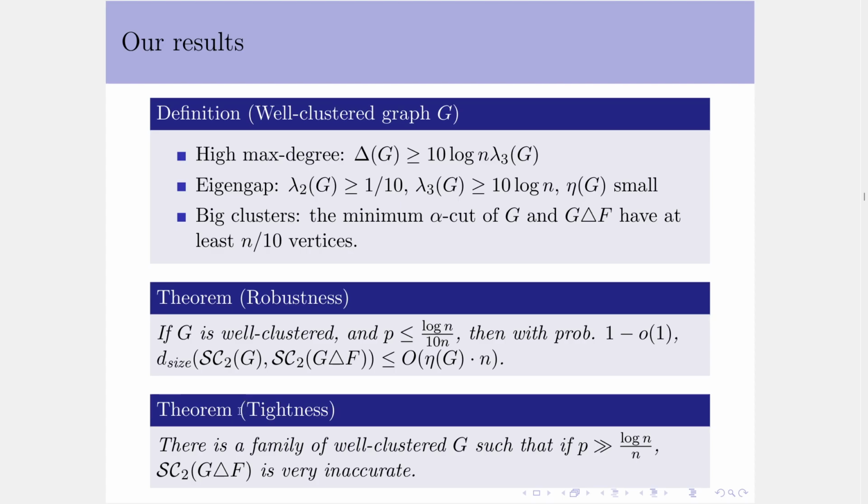On the other hand, we show a tightness result, which is that there exists a family of well-clustered graphs such that if you flip with probability asymptotically larger than log n over n, then the spectral clustering on G delta F doesn't give anything useful and is very inaccurate, although because G was well clustered, SC of G was pretty good.